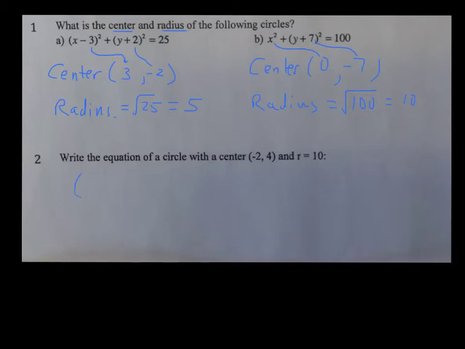Here's the solution. Since it was negative 2 for the x, I would write x plus 2 squared. It's always going to be a plus sign in between the x and the y pieces to this equation. Since it was a positive 4, I'm going to use a negative 4 squared next to the y. And then finish it up with the radius. Well, if the radius is 10, if I square 10, I end up getting the number that goes on the equation, which would be 100. So the final answer would be this equation right here.